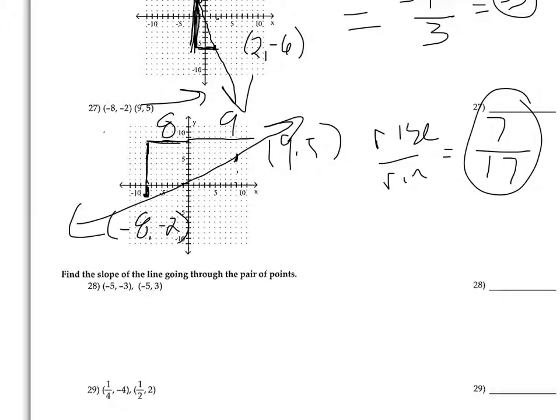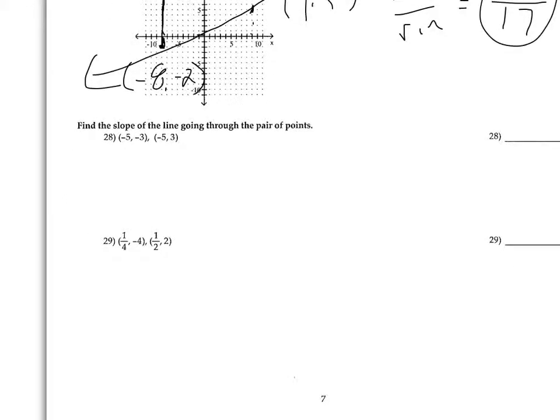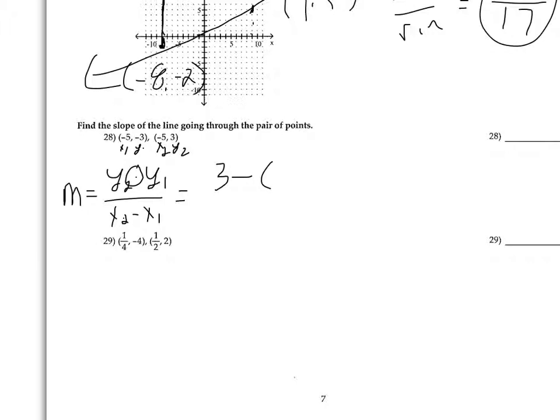Okay? So, finally, on these last couple, we're not going to graph these. We're going to use the slope formula to find the slope. Recall that our slope formula is m equals y2 minus y1 all over x2 minus x1. I label my points x1, y1, x2, y2, and then it's just a matter of plugging things in. So, plugging 3 in for y2, we have 3 minus, and that minus comes from the formula, y1 which is -3, all over x2, which is -5, minus our x1, which is -5.